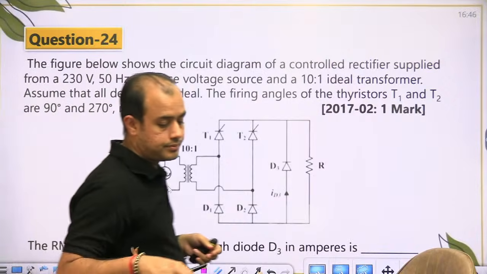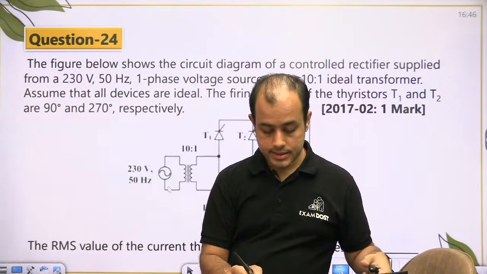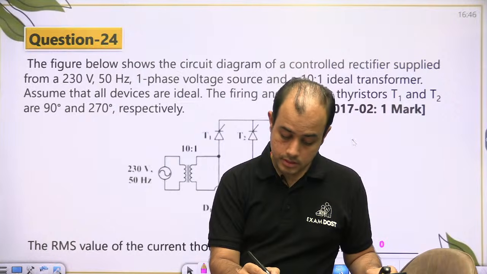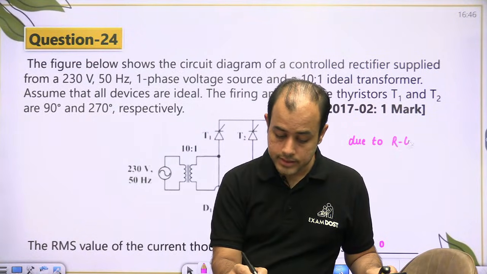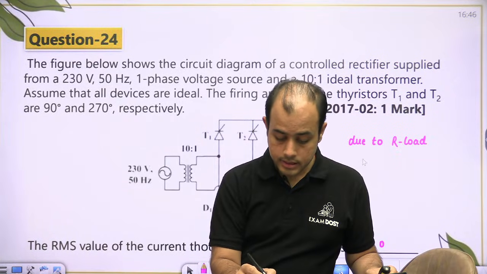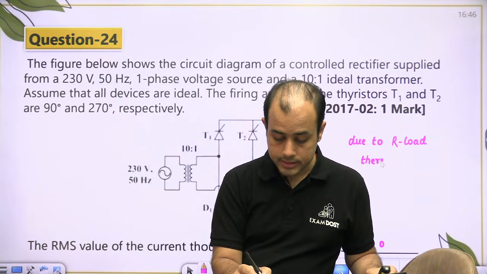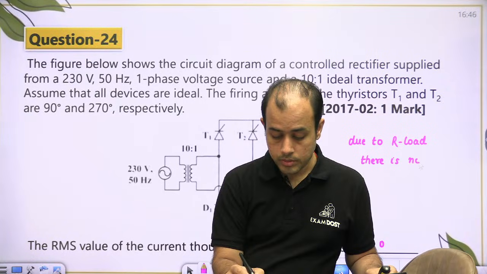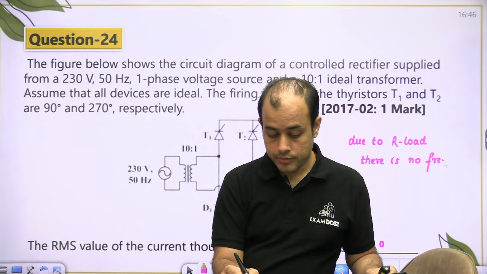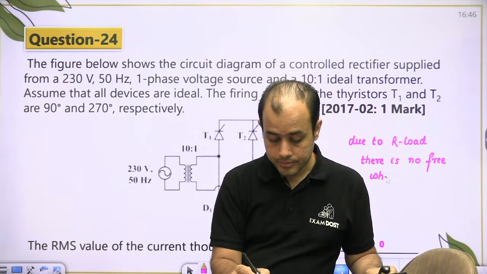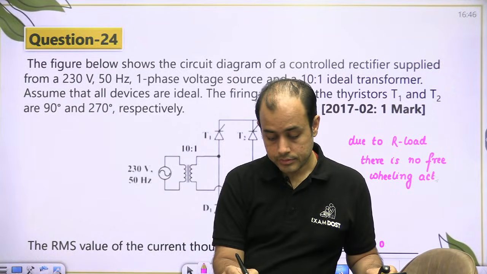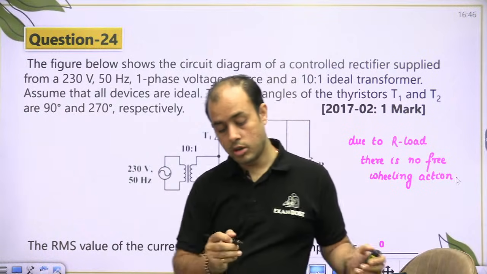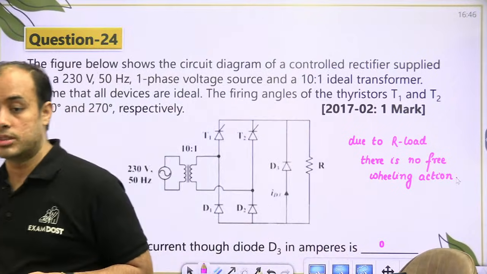क्या आएगा? Answer is 0. Why? Because the load is resistive. In resistive load, there is no freewheeling action. Resistive load में कभी कोई freewheeling action होता ही नहीं है.